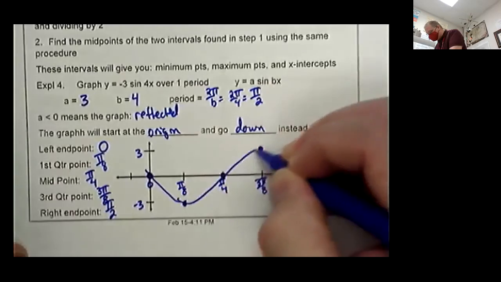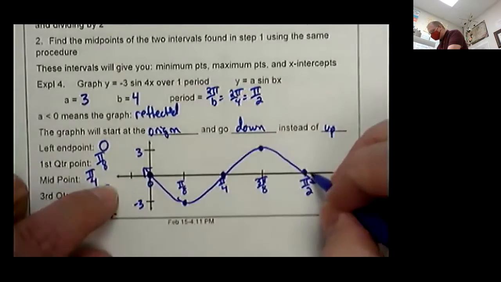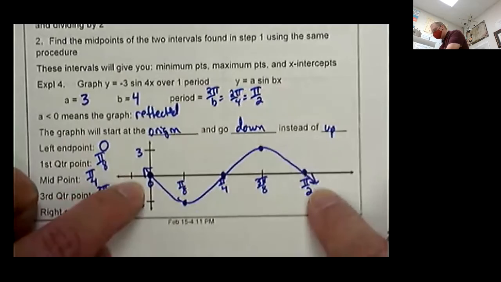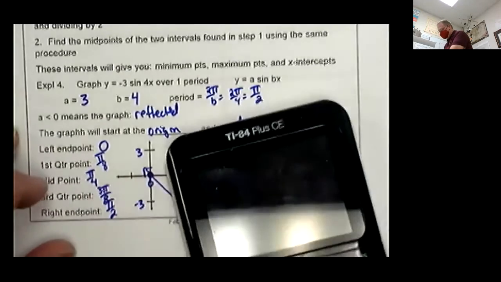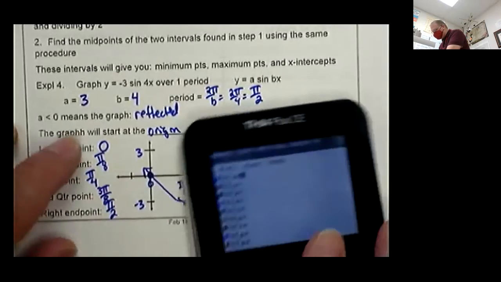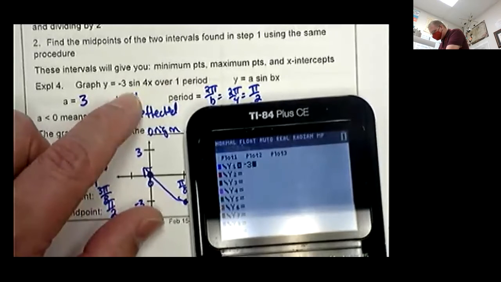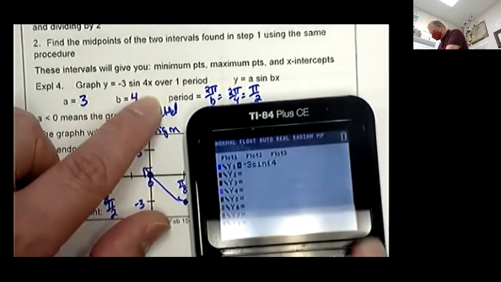And then we can always check these on our calculator. Again, we're going to put arrows. We're going to go a little bit past the points to show that this continues. And we can put this on our calculator to see what happens. Let me clear these other ones out. So we have negative 3 sine of 4x.